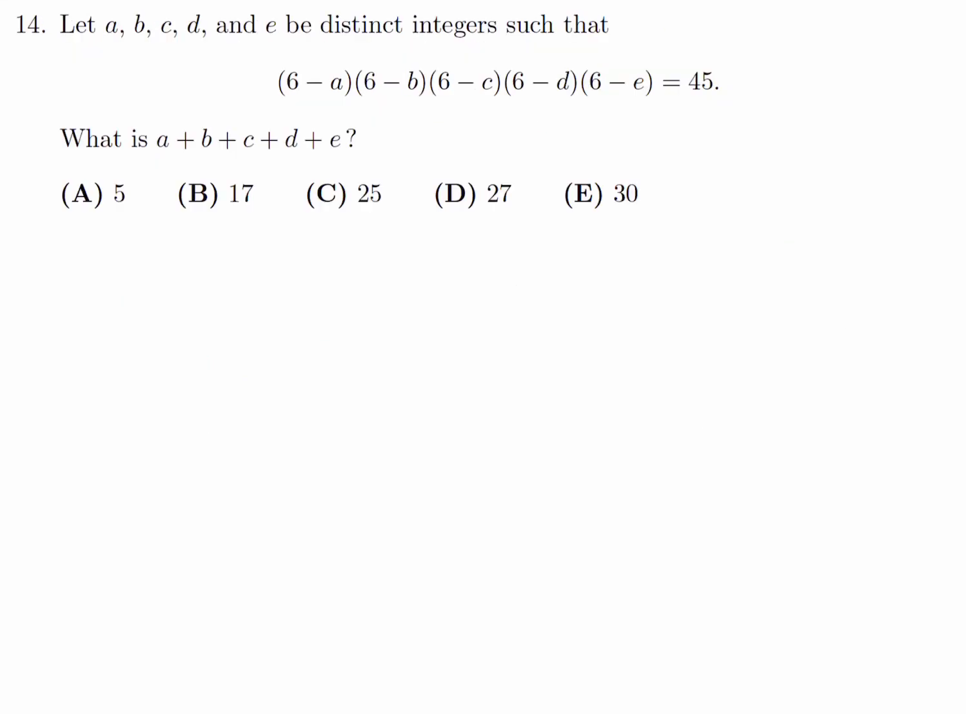Let a, b, c, d, and e be distinct integers such that this expression is equal to 45. What is the value of a plus b plus c plus d plus e?